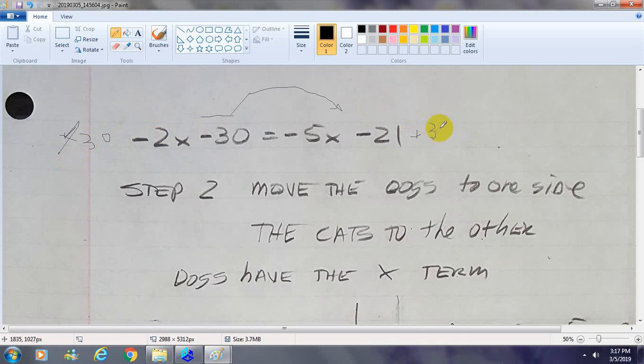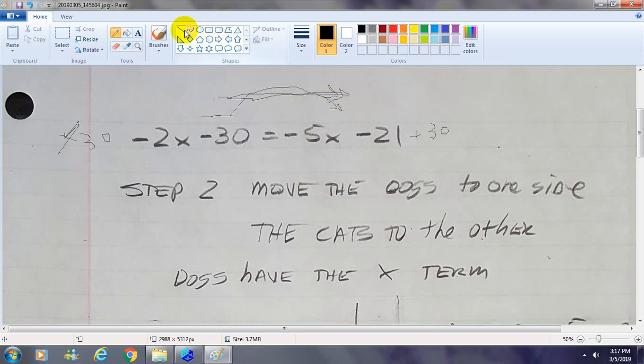You add 30 to the other side. Okay, here we go. Whatever you do to one side of an equation, you have to do to the other side. I'll say it one more time: whatever you do to one side of the equation, you have to do to the other side.